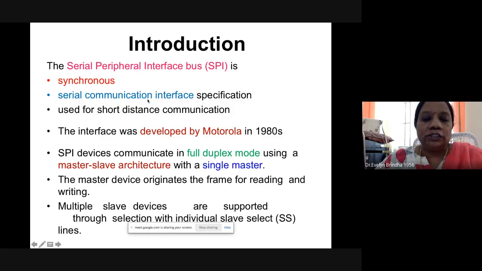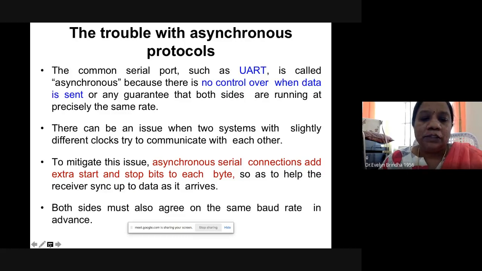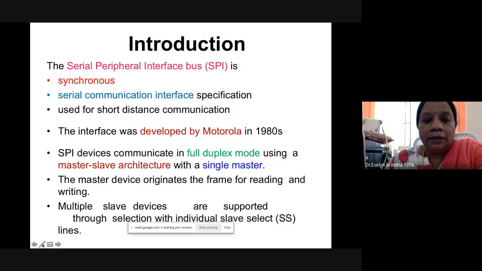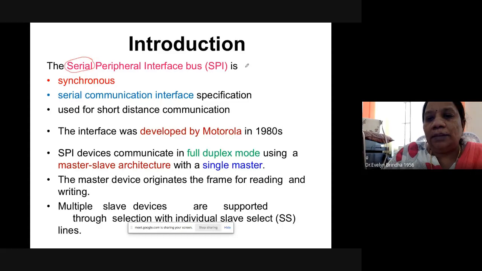So this is the introduction about SPI. SPI, the full form is serial peripheral interface. It is used for communication. As the name itself says, the communication is serial communication. When I say serial communication, you have your sender and your receiver, and the bits are sent one by one. If you send a 1, that 1 will be received here. If you send a 0, the 0 will be received here. One by one, that is why it is called serial.